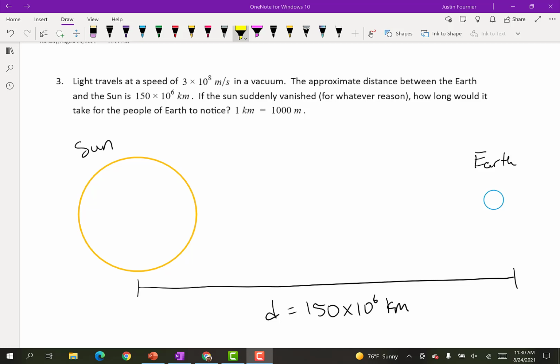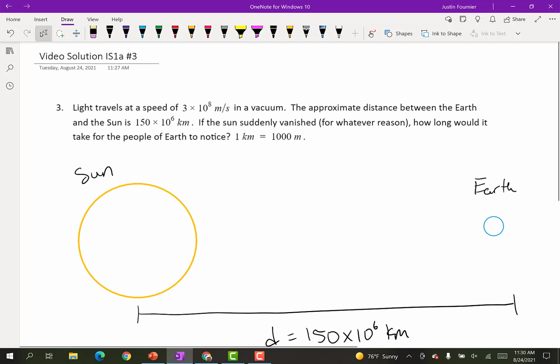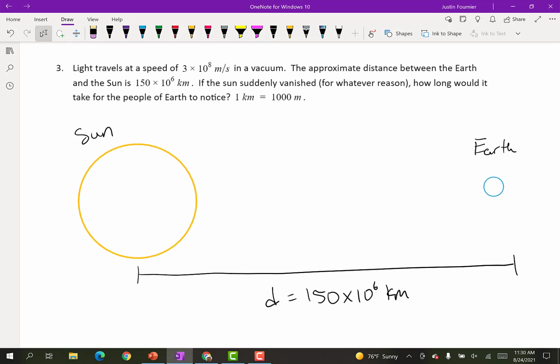So hi everybody, this question was asked to do, which was number 3 from IS1a. It's instructional segment 1a. So basically it says light travels at a speed of 3 times 10 to the 8 meters per second in a vacuum. The approximate distance between the Earth and the Sun is 150 times 10 to the 6 kilometers. Yikes. If the sun suddenly vanished for whatever reason, how long would it take for the people of Earth to notice? And then they give me this conversion factor, which I'm going to use later on.